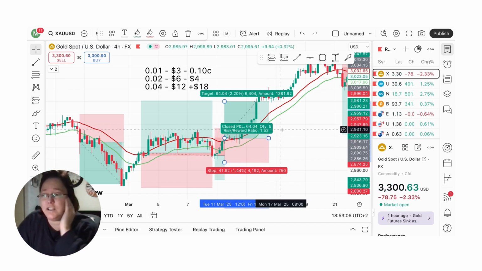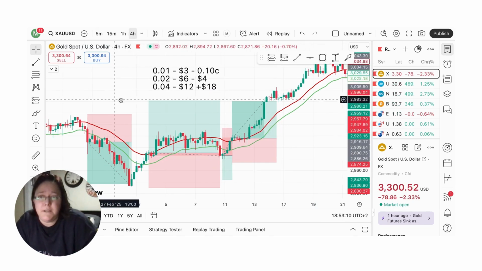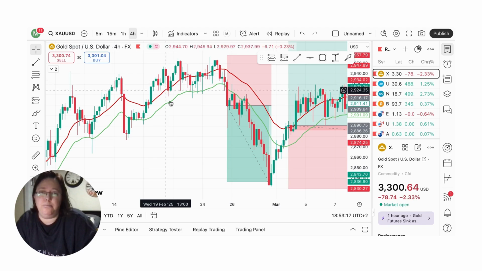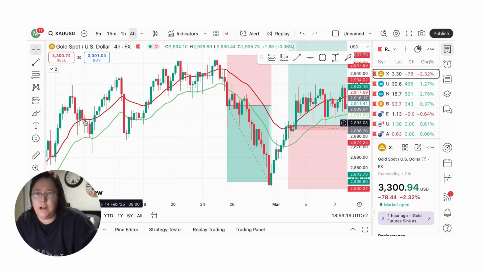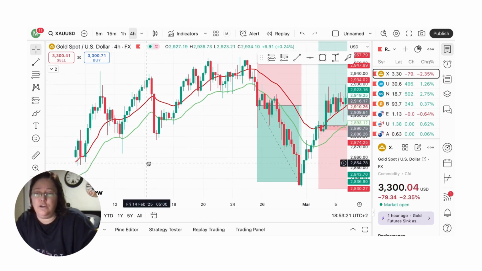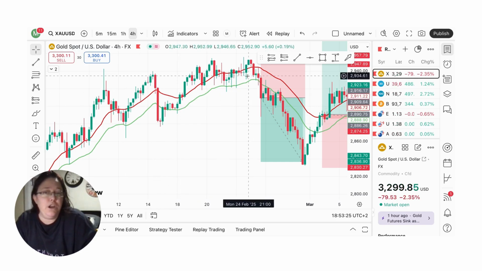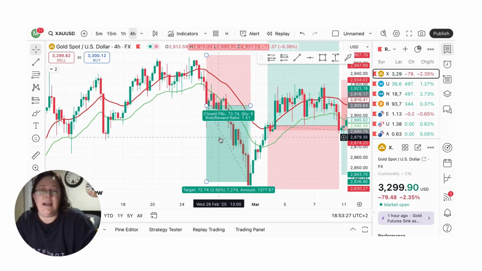Now, is the strategy always successful? No. When you get into choppy stuff like here, yeah, there you had a loss. There you had maybe a TP. This could have been a loss. This could have been a loss. So you could have had 1, 2, 3 losses potentially here in a row and then had a TP.